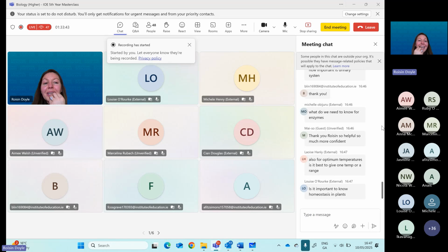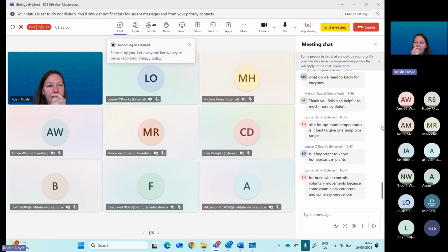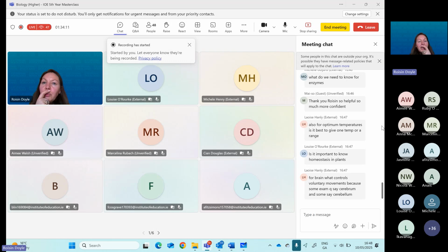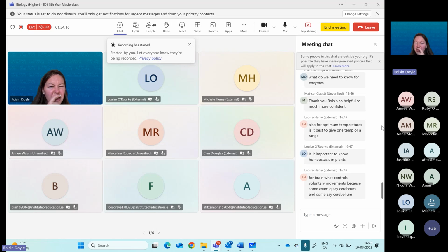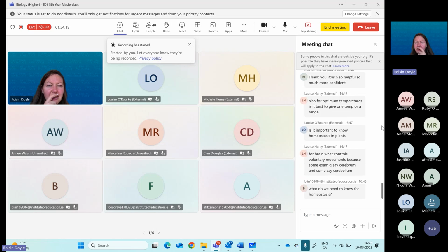Leisha, for the enzymes, be careful about the optimum temperatures. Is it best to give a range or one temperature? It's up to you. They do accept a 5-degree range, Leisha, for the plants and for yeast enzymes or fungi enzymes. But if you're talking about a human enzyme, that range is very narrow. It's 36 to 38.